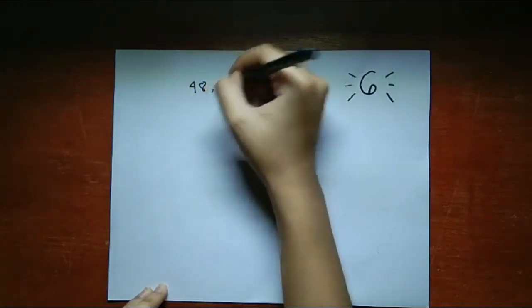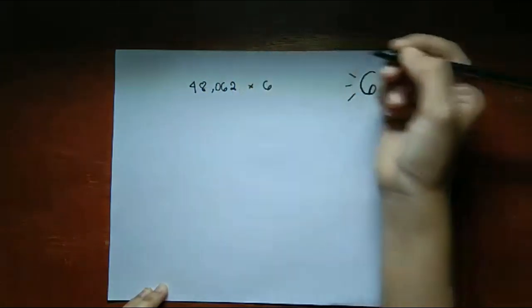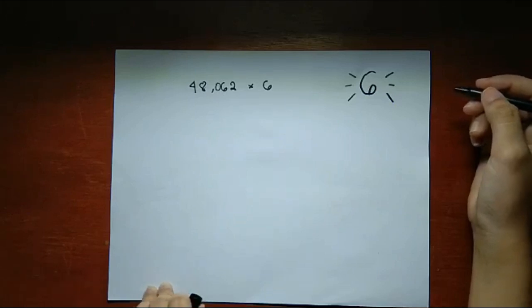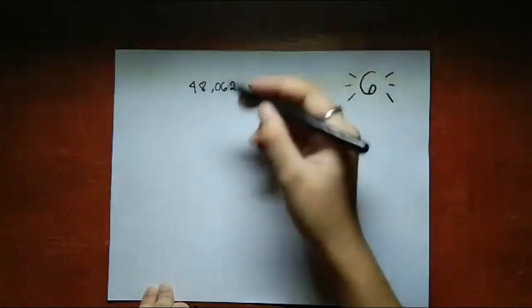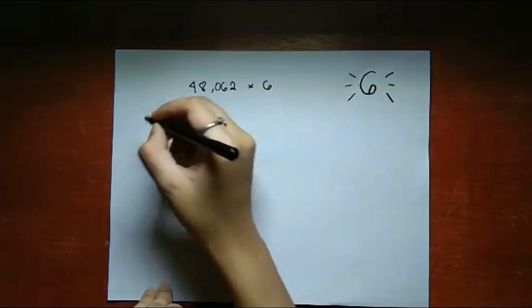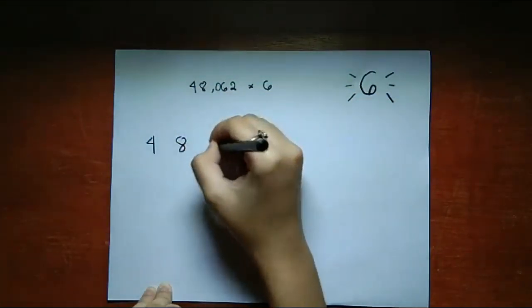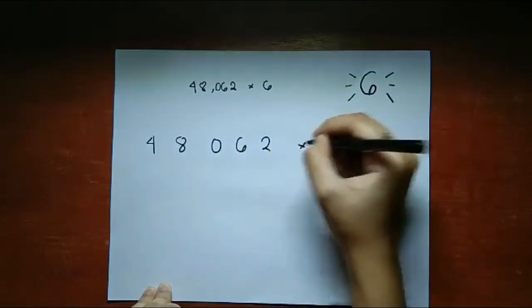48,062 times 6. That's a 5-digit multiplicand. You either need to use a calculator to solve it quickly or use the longhand method. I'll show you a mental math trick today to solve this problem, which involves having a number neighbor and addition. So, we have the numbers 4, 8, 0, 6, and 2 multiplied by 6.